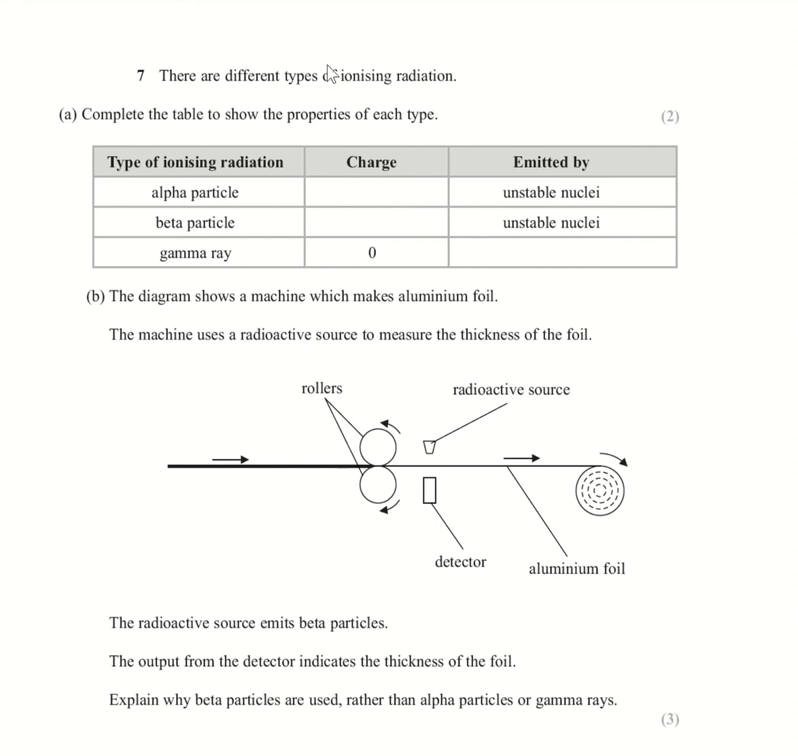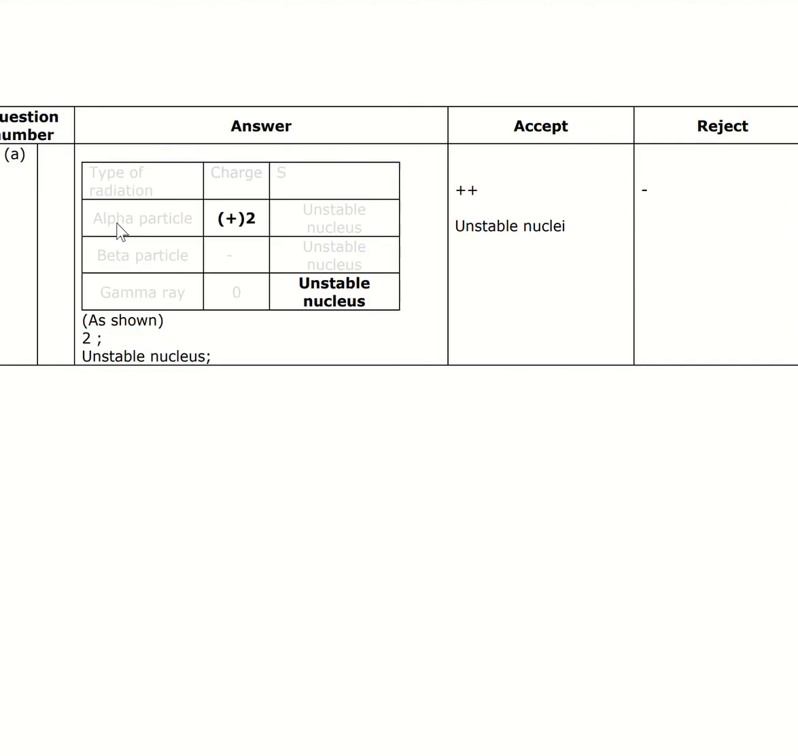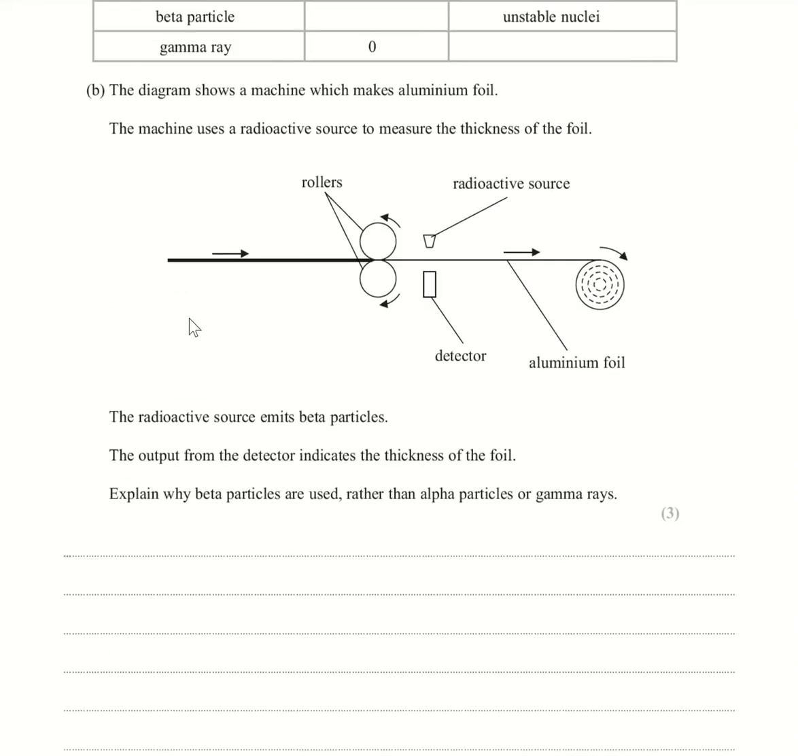There are different types of ionizing radiation. Complete this table to show the properties of each type. Alpha particle charge is +2, beta is -1. Alpha is +2, beta is -1, and emitted from an unstable nucleus. Gamma ray is emitted by an unstable nucleus.